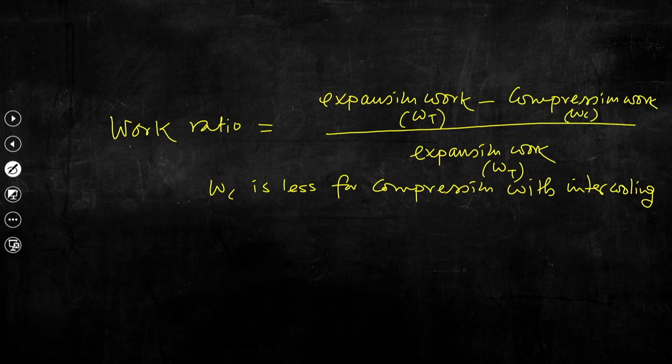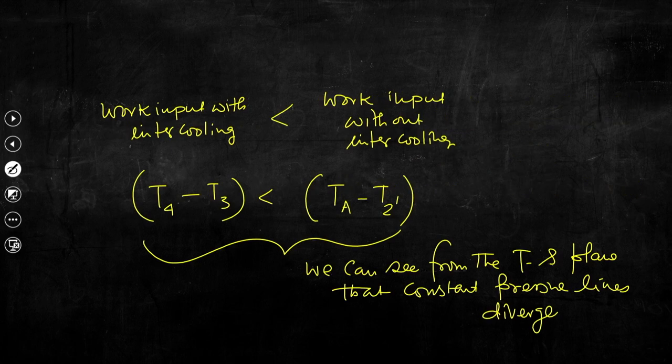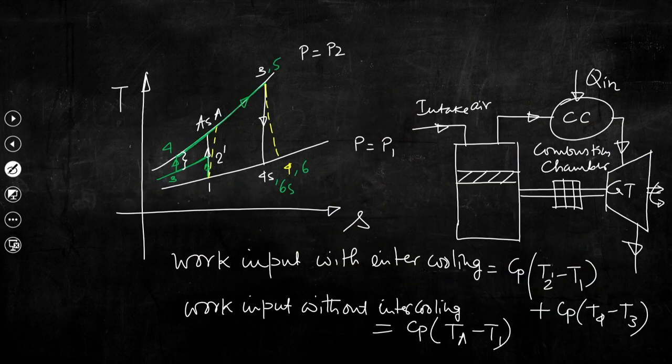Why is it so? We know efficiency is equal to net work output divided by the heat addition. If we look at this TS plane, what is the amount of heat addition needed if we consider single stage compression? That is T3 minus TA if it is the actual cycle, or T3 minus TAS if it is the ideal cycle. But now the heat addition which we need to supply to the combustion chamber to get an equal amount of work output should be T3 minus T4. Certainly T3 minus T4 is higher than T3 minus TA or T3 minus TAS.